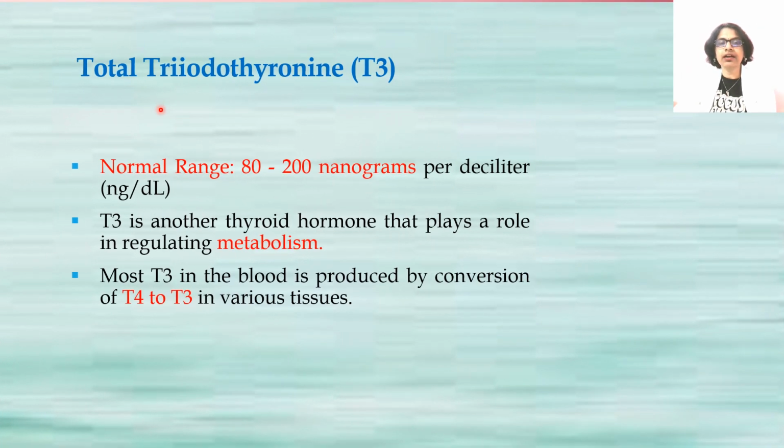Then total triiodothyronine, that is T3. The normal range is 80 to 200 nanograms per deciliter. T3 is another thyroid hormone that plays a role in regulating metabolism. Most of the T3 in the blood is produced by the conversion of T4 to T3 in various tissues. So T4 will be converted into T3.